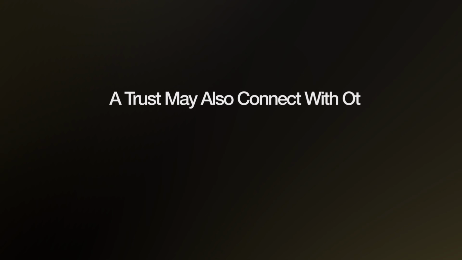A trust may also connect with other structures. It may own holding companies, a foundation, or an SPV in other jurisdictions for certain family and governance requirements. Wills, on the other hand, may still be needed for assets that are outside of the trust. SPVs may be used to separate different asset classes.